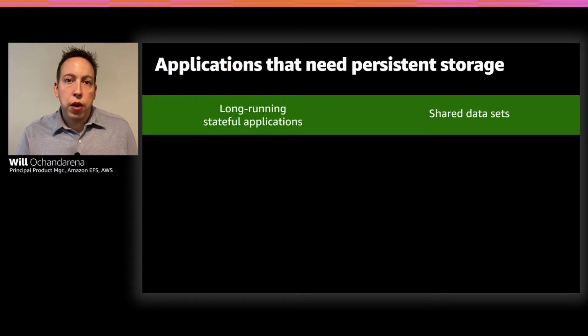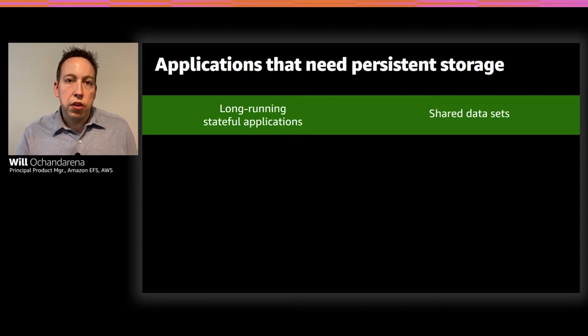So now let's talk about why you might need persistent storage for your application. Typically, applications would need persistent storage for one of two reasons. First, applications that are long-running and stateful in nature would want persistent storage to ensure that if the container restarts, moves to another instance, or moves to another availability zone, any data that had been written would be available to the newly started container instance.